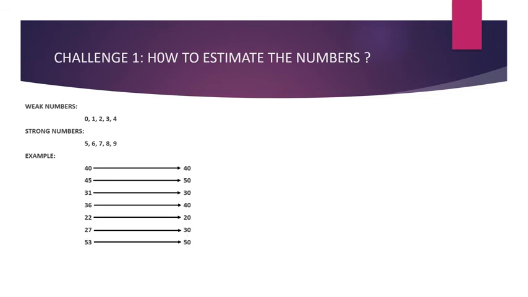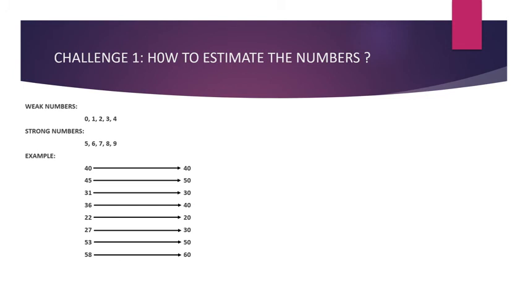Now the other example is 53. You will see 53. At the end of the 53 it is 3. Now check whether 3 is a weak or strong number. 3 is a weak number. So it will not change the value of 5 and 5 will remain the same and at the end you will put 0. So 53 after estimation will be 50.